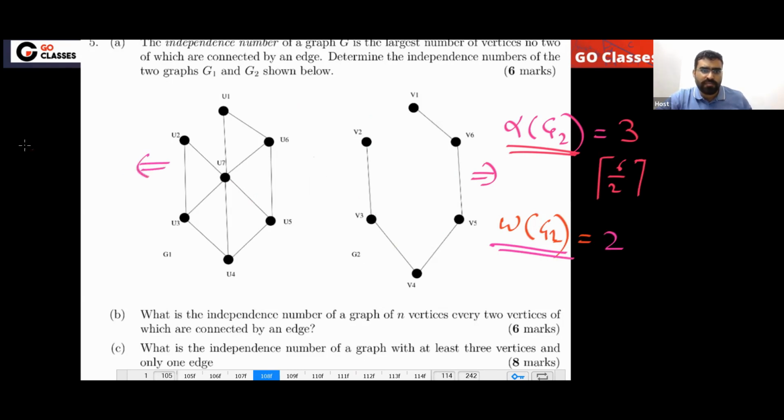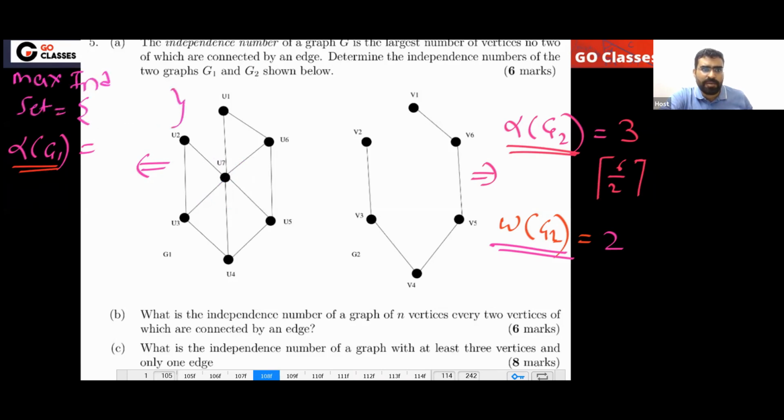What about G1? What is the alpha of G1? Tell me one thing. If I take this vertex, can I take anything else? If I take this vertex, I cannot take anything else. So you cannot put this vertex in the maximum independent set. If you want to create a maximum independent set, you cannot take this. So this is out of the picture. So what is the maximum independent set you can create?